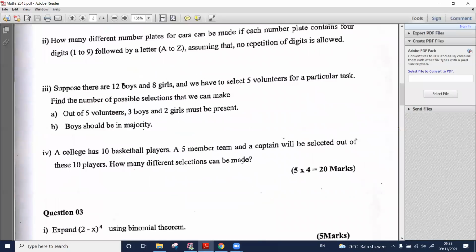Part 4. A college has 10 basketball players. A 5-member team and a captain will be selected out of these 10 players. How many different selections can be made?